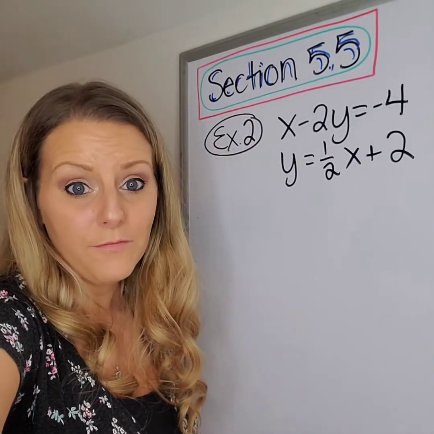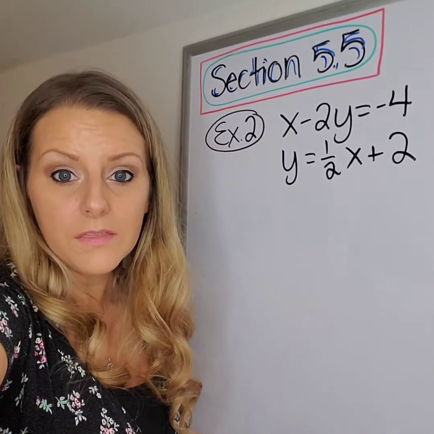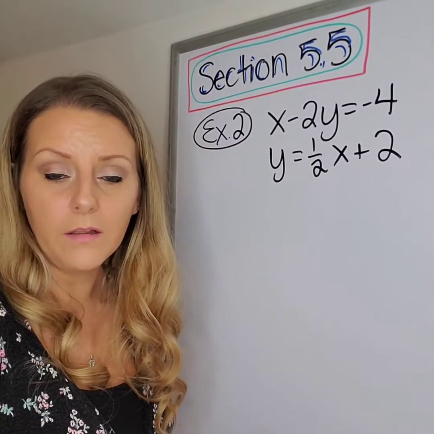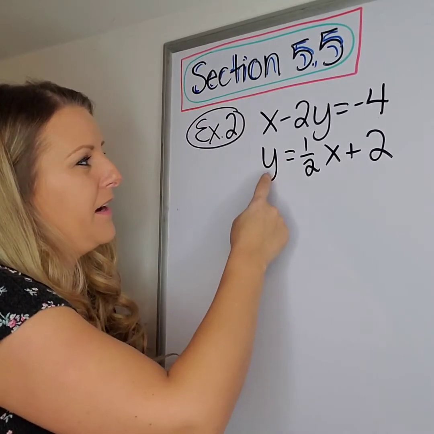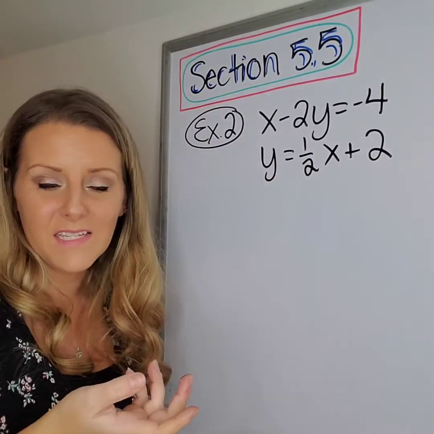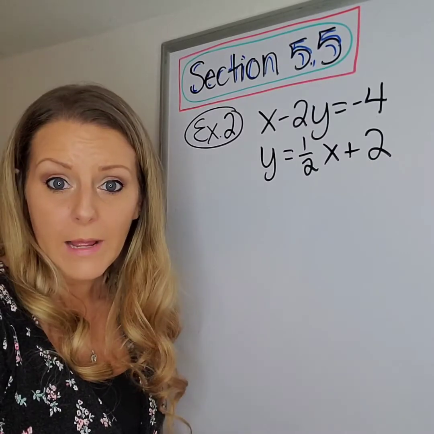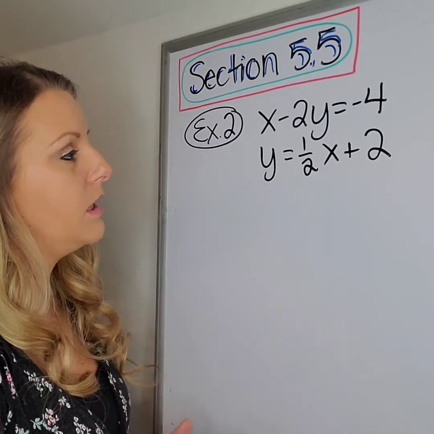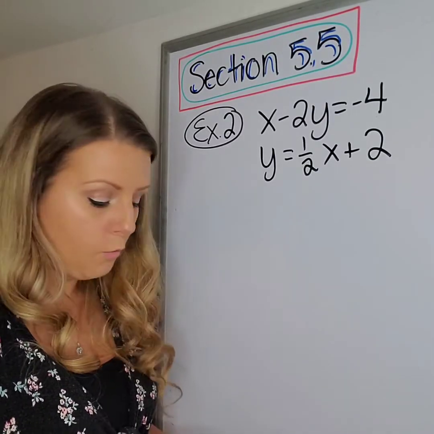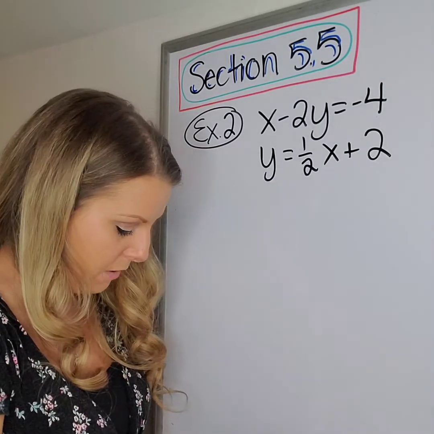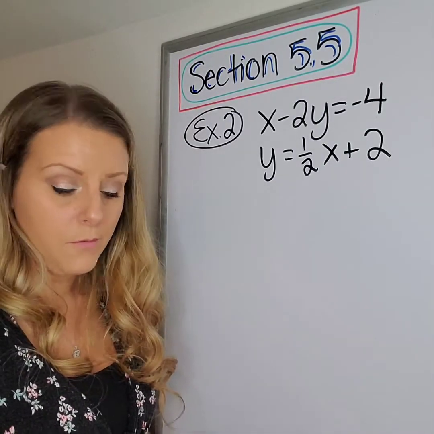Okay, so now for example 2, look at the problem. Do you think it's a good elimination problem? Is everything lined up? No, the x's and the y's are all kind of messed up. So you could graph it. I'll show you what happens if you graph it in a second. Or let's say you want to use substitution. Why would this be a good substitution problem? Look at that second equation.